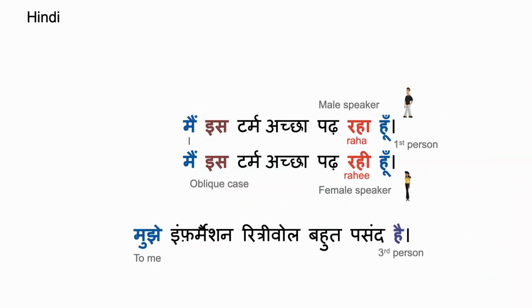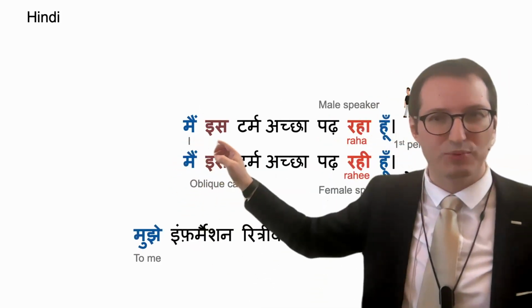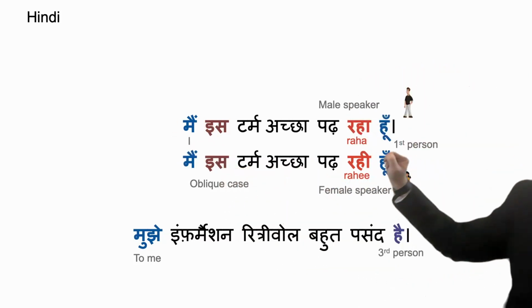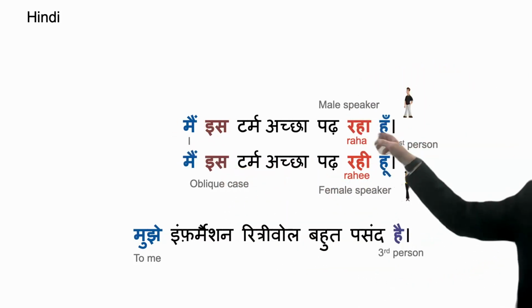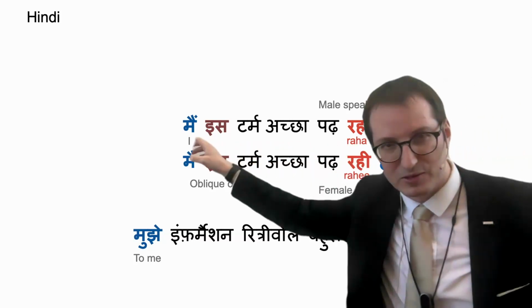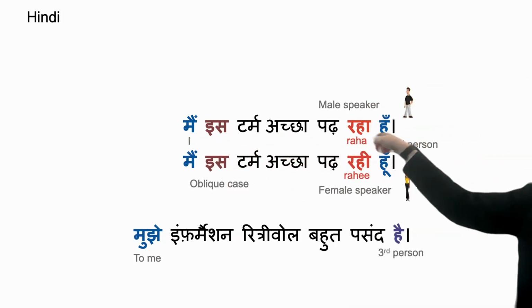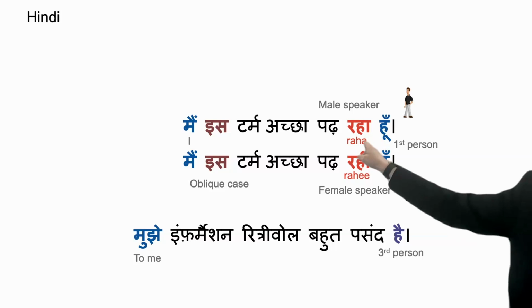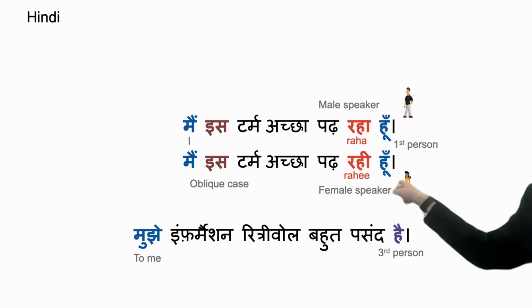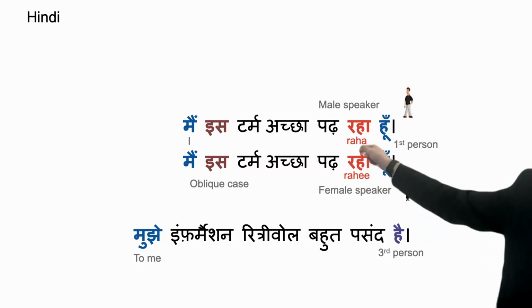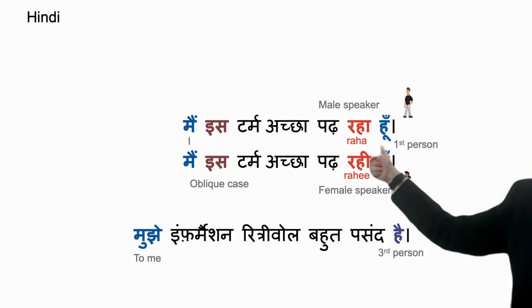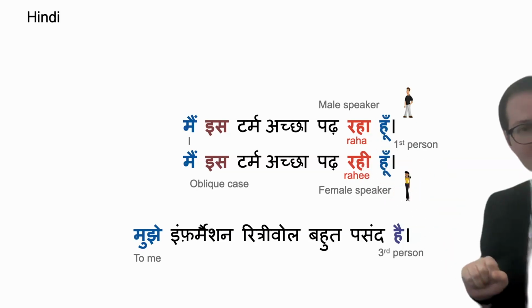But what's interesting is that even though the pronouns are the same, male or female, when you conjugate, you make a difference, male or female. So here, it's "main term achha padh raha hoon": I will study well this semester. Raha is male, rahi is female. So you here change the gender in the conjugation of the verb, right?